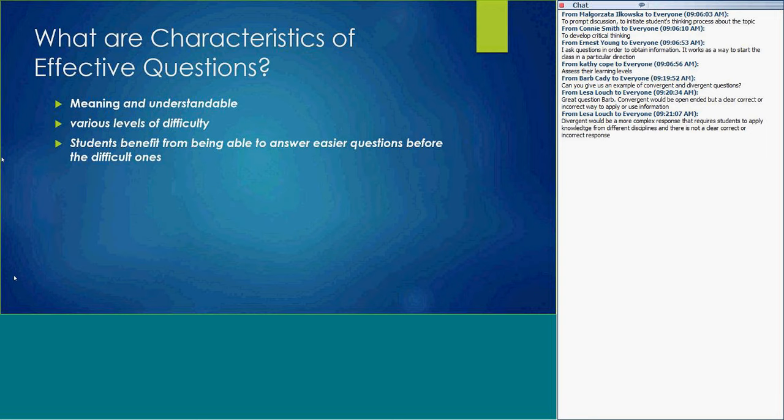And then lastly, students need to be able to answer the easier questions, of course, before the more difficult. We don't want to shut them down. Absolutely. Tackling those questions is important. If you walk in and start with the really difficult questions, where does that leave you to go? And also, do you honestly think that your students are going to be ready to answer those questions? Right. So it's really important to scaffold and build towards that.